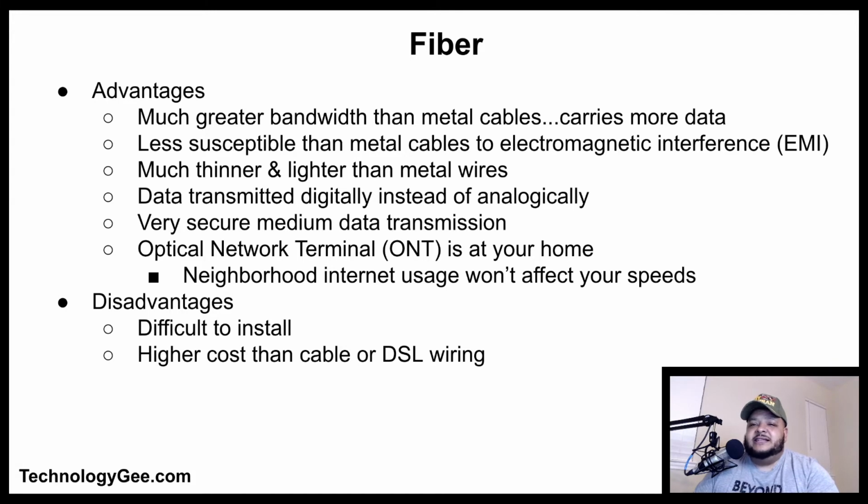Fiber optic cables are less susceptible than metal cables to electromagnetic interference, also known as EMI. Fiber optic cables are much thinner and lighter than metal wires. Data can be transmitted digitally, the natural form of computer data, rather than analogically. Fiber optic is a very secure transmission medium. Optical network terminals, or ONTs, can be found at your home, so neighborhood internet usage will not affect your connection speed. Now, a few disadvantages of fiber optic cabling: it is difficult to install because it's made of fragile glass or plastic fibers, and it has a higher cost than cable or DSL wiring.